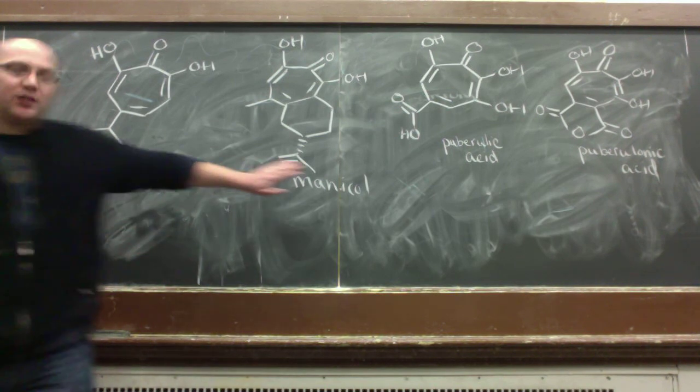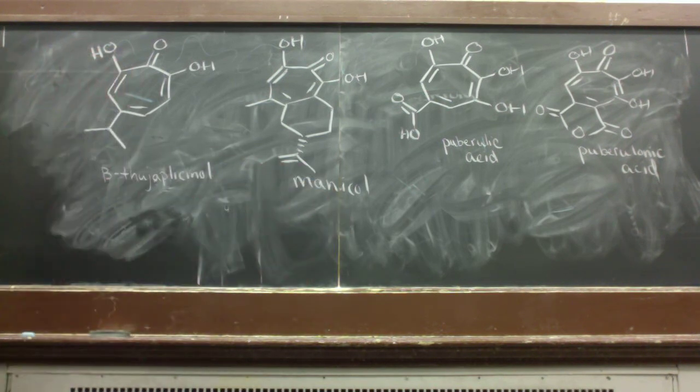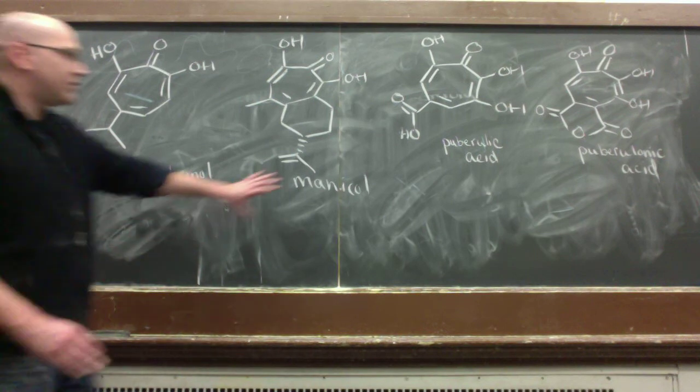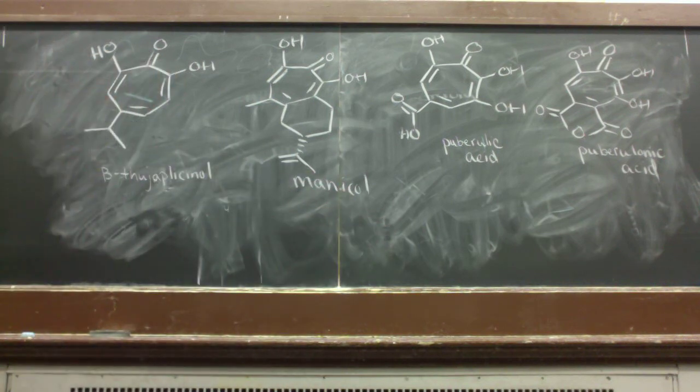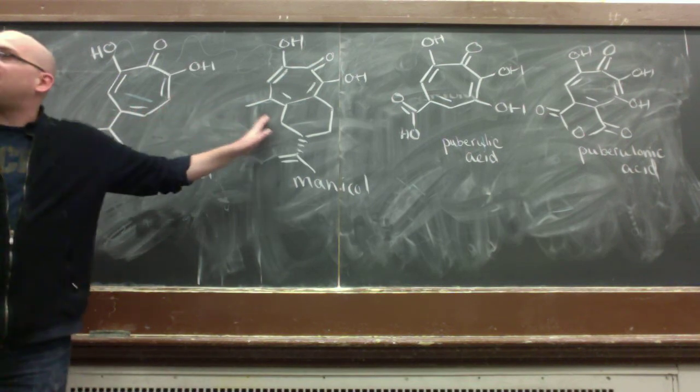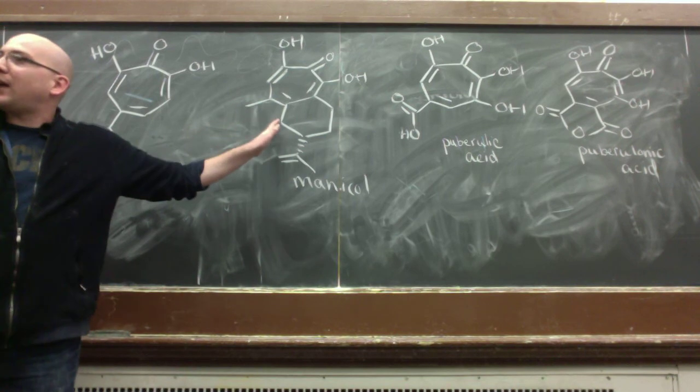How about this one? How many carbons does it have? 15. Again, this one comes from, I forget what the plant is, but it comes from a bush. So this is again likely a terpene. It's got the 15 carbons. Again, I'm not sure if we can identify the isoprene units. Probably not. I would imagine that these two probably come from a similar biosynthetic pathway.